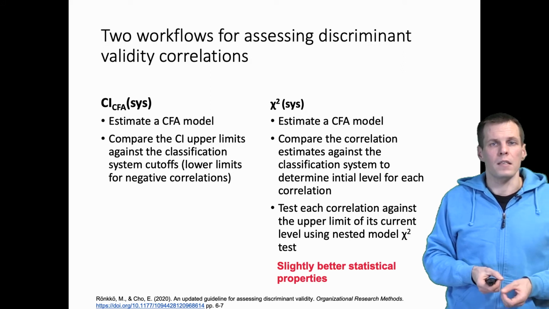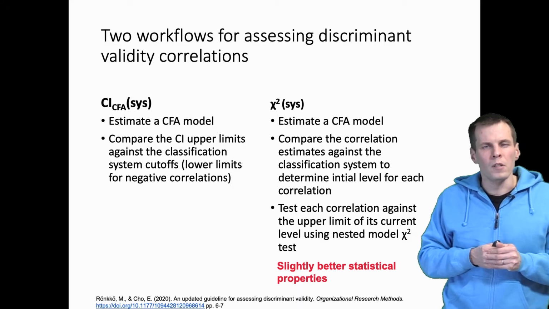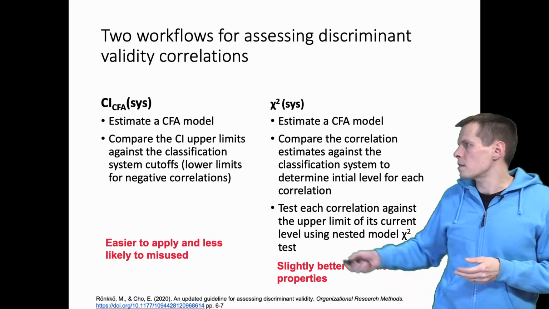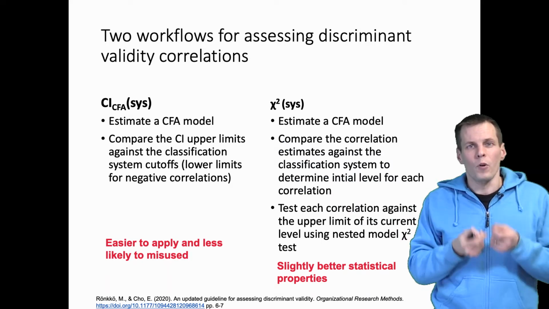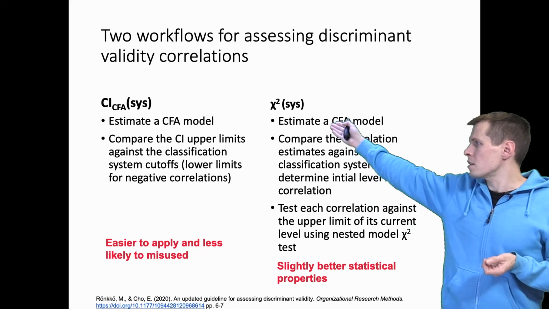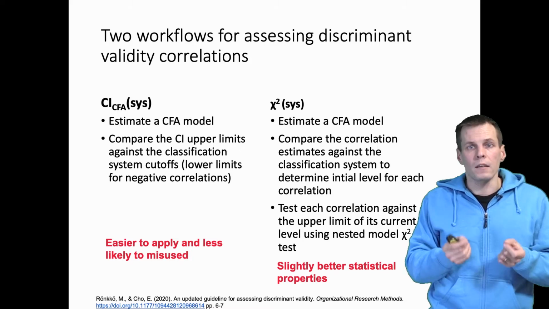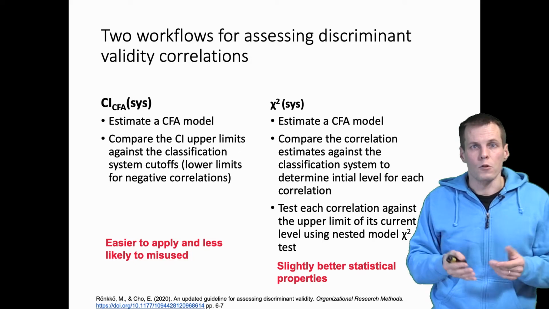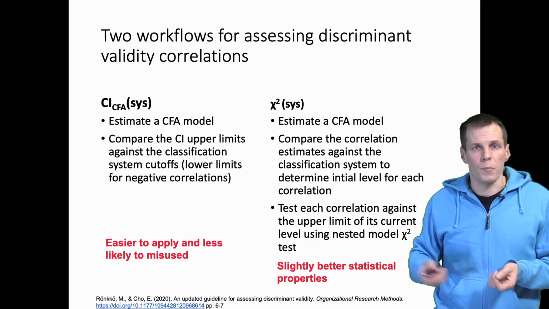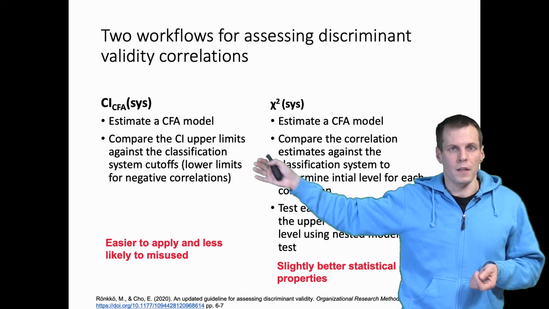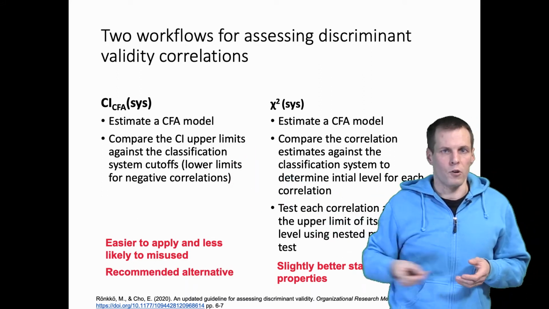The chi-square variant is slightly better statistically according to our study. So it has slightly more power, but the difference is very small. This confidence interval based assessment is a lot easier to apply, and it's a lot more difficult to apply incorrectly. So this chi-square test and nested model comparisons are very easy to misapply by scaling your latent variables incorrectly or forgetting to switch from first indicator scaling to factor variance scaling. So because of these reasons, the practicality of the confidence interval based assessment and the fact that it's less likely to be misused, this is our recommended alternative.